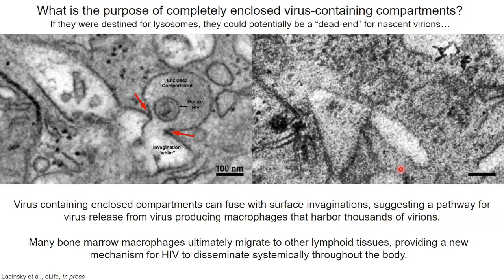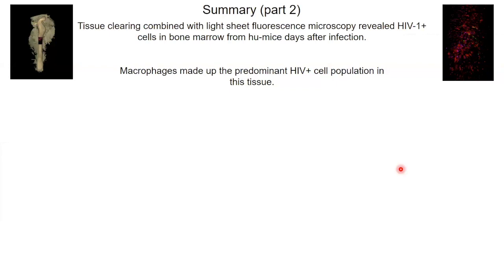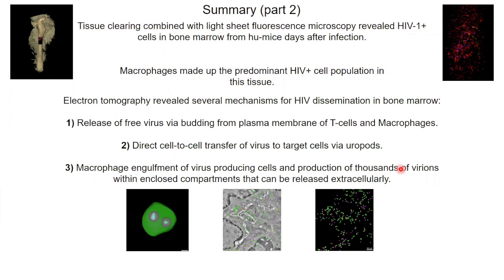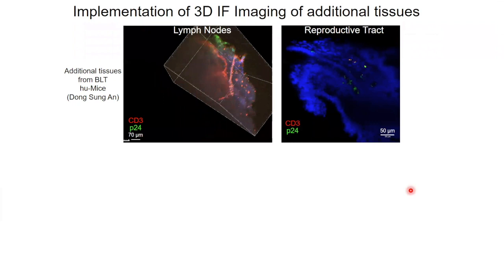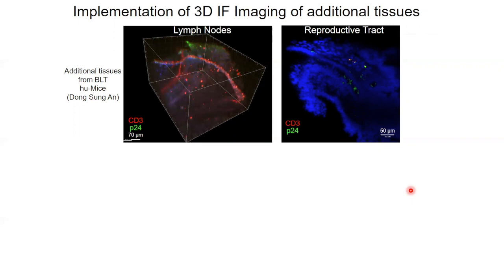I'll summarize that we were able to do this in bone marrow, using both light sheet microscopy and electron tomography of HIV dissemination, and really find some unique mechanisms by which viruses can infect and disseminate throughout the body. I'm going to finish up real quick with what we're really interested in, which is implementation of 3D IF imaging of additional tissues. For example, we can image entire lymph nodes here and see whether there is a polarity of virus up here in green and not in other locations throughout the tissue.